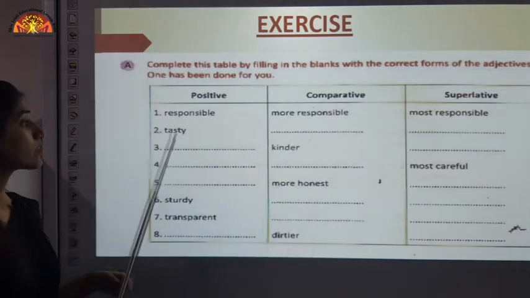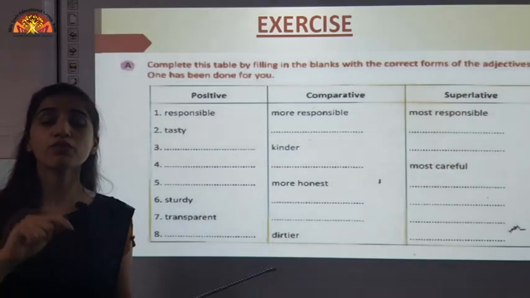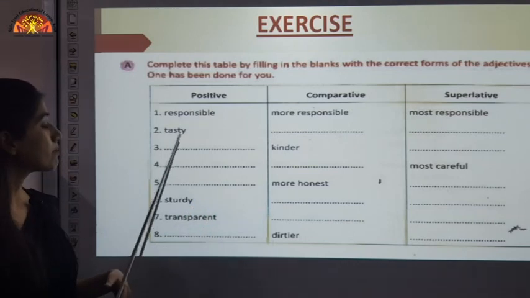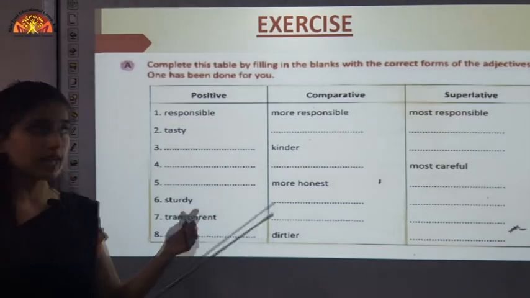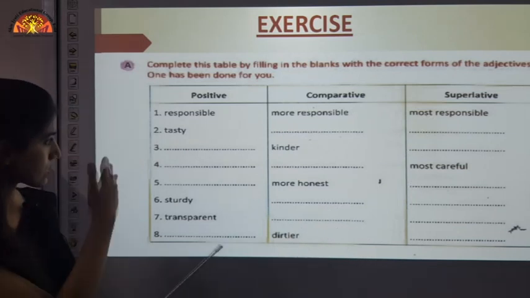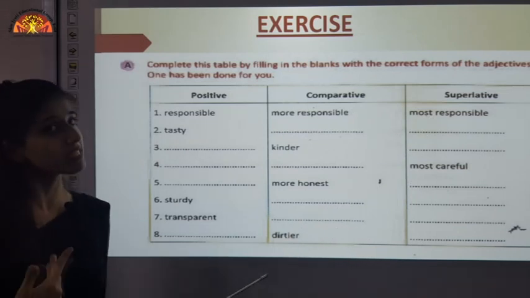Second is tasty. Here the word is ending with Y. So we will be following the second rule that we studied, that is we will be replacing Y with I. So it will become tastier and tastiest. So the rest will be done like the rules we studied.